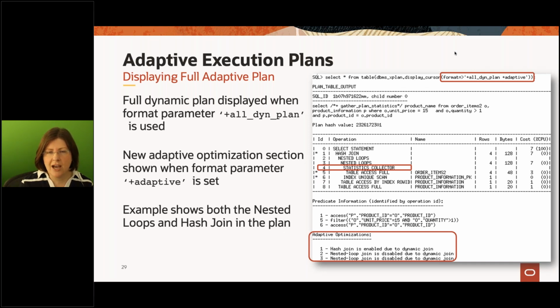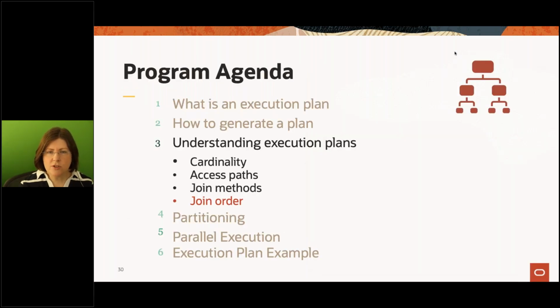And if I also add plus adaptive, it'll give me information at the bottom of the plan in a notes section telling me which of those operators is used or disabled so that you can follow along with the decision. Now, as I said, they become null and void steps in the plan, so there's no overhead other than on the very initial execution where we're looking to make that correct estimate. So now that we've talked about joins, I want to move on and talk a little bit about the join order, because we also want to talk about partitioning and parallel execution.